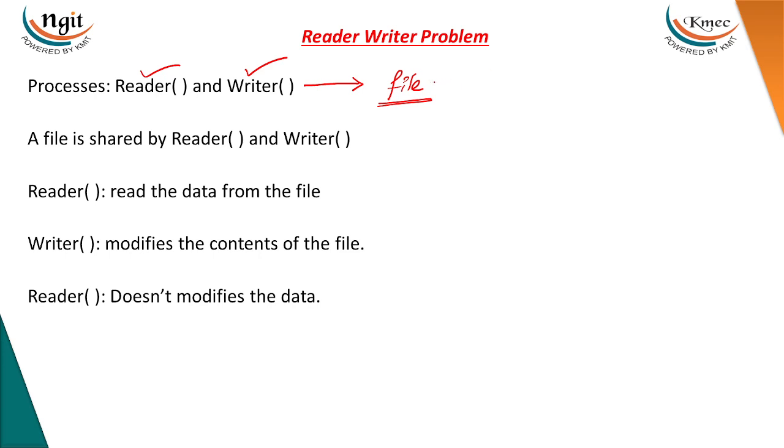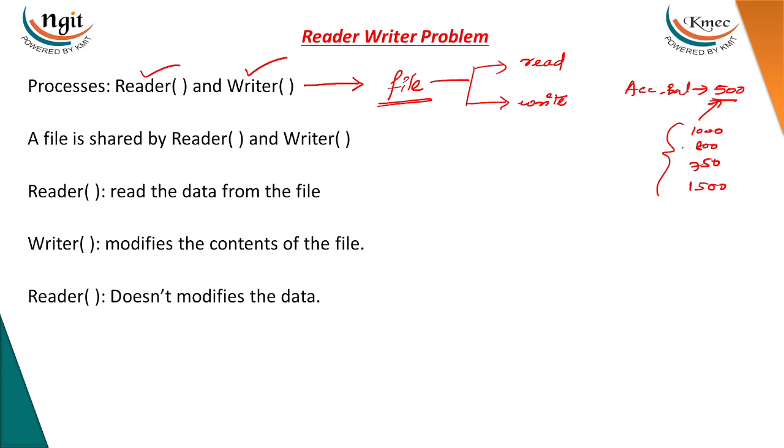So what are the operations performed on the file? That is the read operation, which reads the contents of the data, or the write operation, which modifies the contents of the data. Suppose there is an account balance of 500, initially 500. There are transactions so that this 500 will be modified to 1000, then some decrement is done, to 800, then 1500. Some money will be added and some money will be deducted.